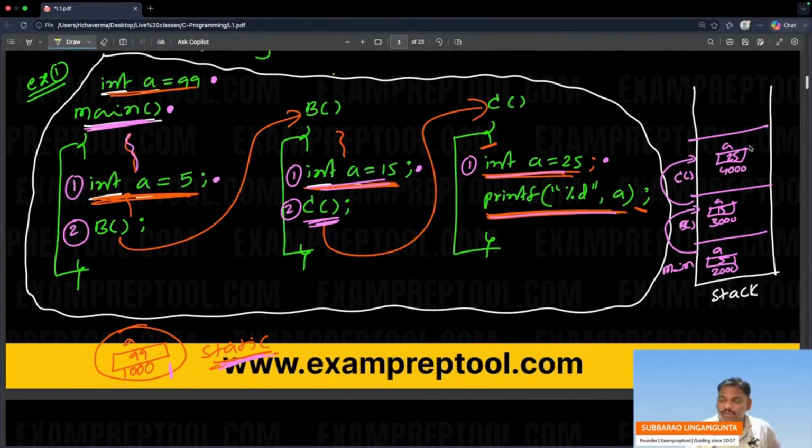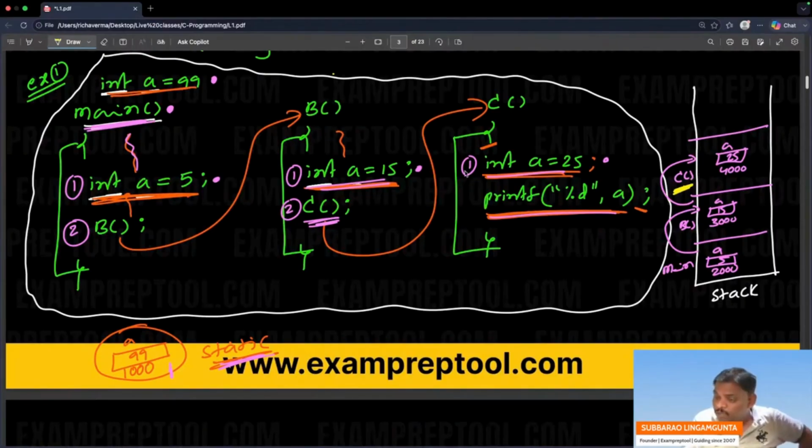See, whoever is at the top of the stack, the C function. Remember, the C function is running. Whichever function is at the top of the stack, that function is running. Top of the stack, C function is there, so the C function is running. Understand?